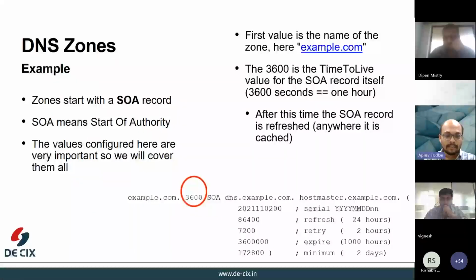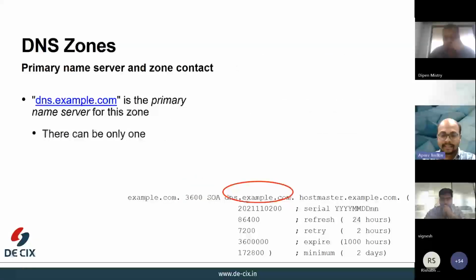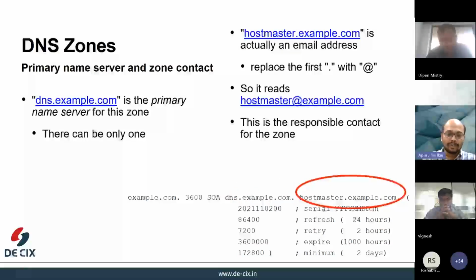So in this example, I'm taking the example of example.com, wherein you can see that there is a name mentioned over here that is dns.example.com. That is nothing but the name of the primary name server that you can see. And this entry is actually an email address in the next column, wherein the hostmaster.example.com is nothing but hostmaster@example.com. And this email ID is the one which is responsible for this entire zone altogether.